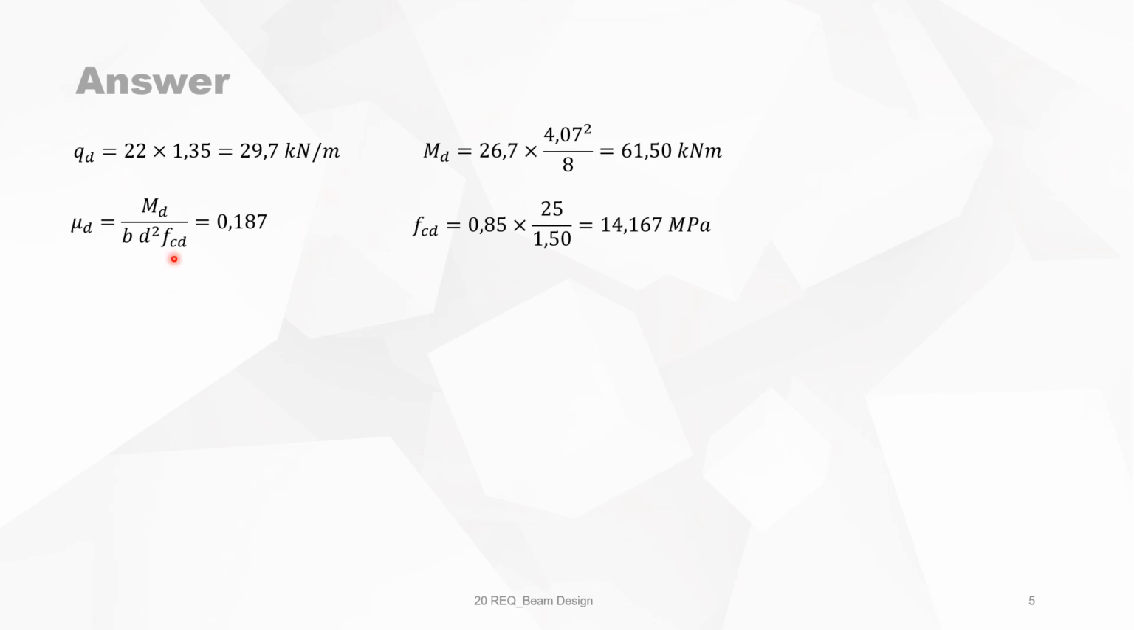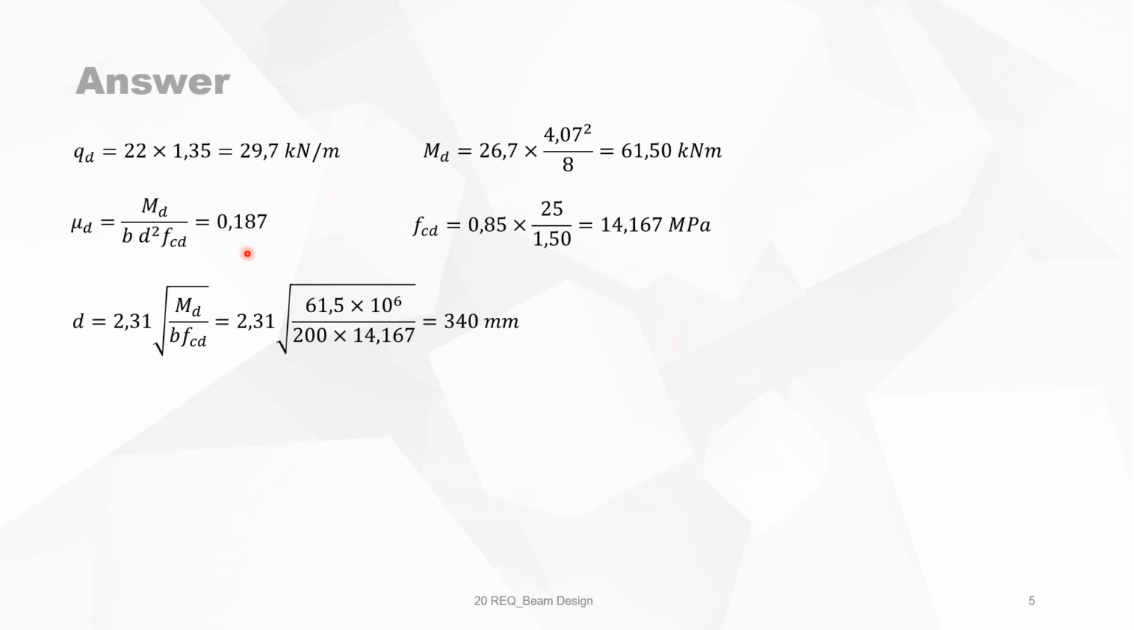In the equation, you have fcd, the design value of the concrete compressive strength, which is alpha cc times fck divided by the material coefficient. The national application document in Belgium puts the alpha cc factor at 0.85. So fcd equals 14.167.